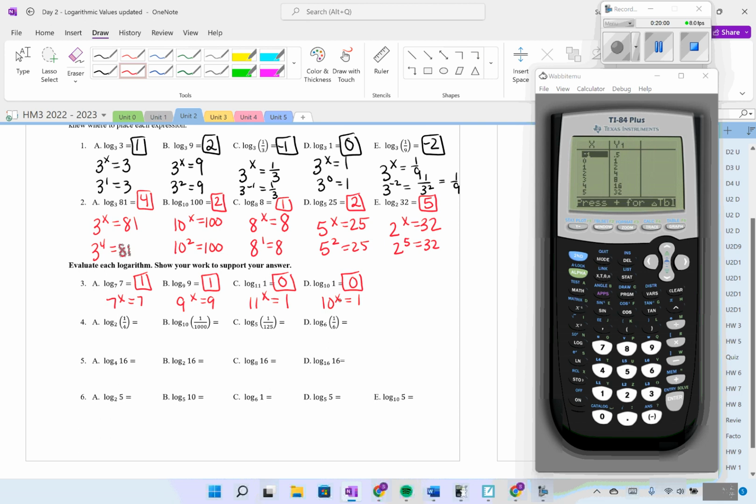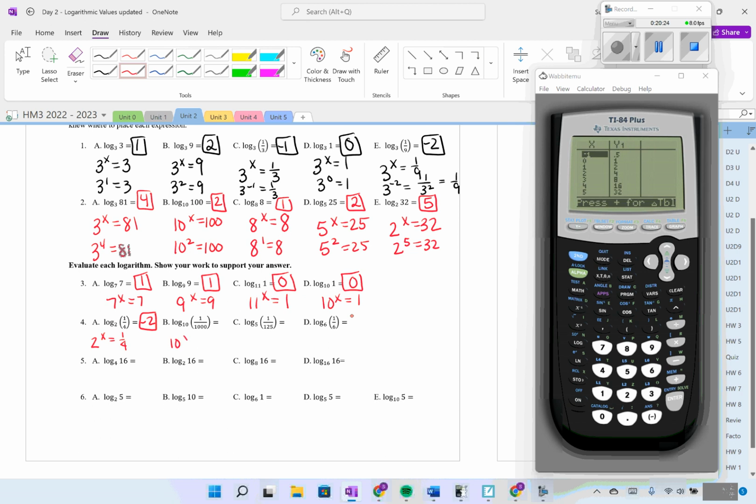So why don't you pause the video and see if you can do number 4 on your own. When you're done, unpause and we can check our work. So for number 4, 2 to what power equals 1/4? Remember we said when we have a fraction, we know that the exponent has to be negative. So 2 to what power gives you 4? 2, so that means this has to be equal to -2.